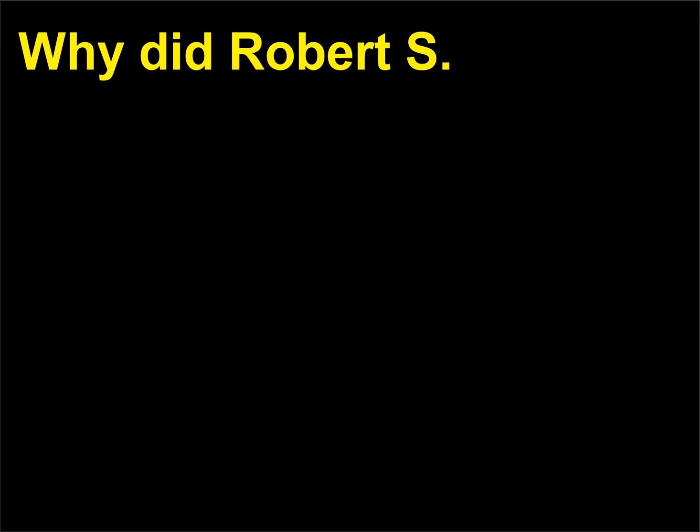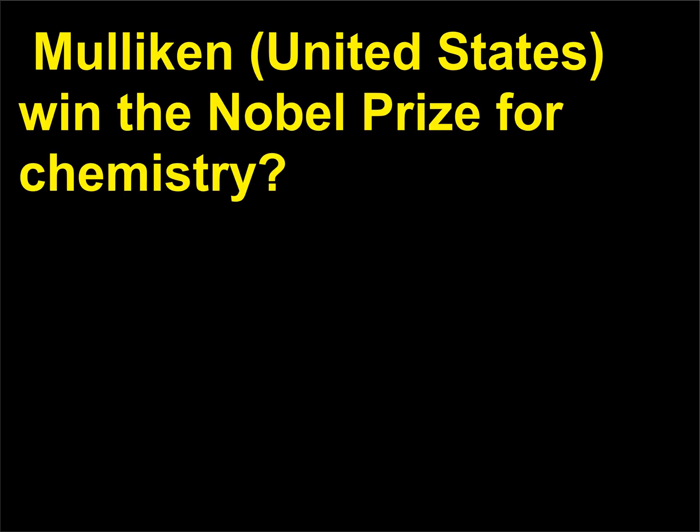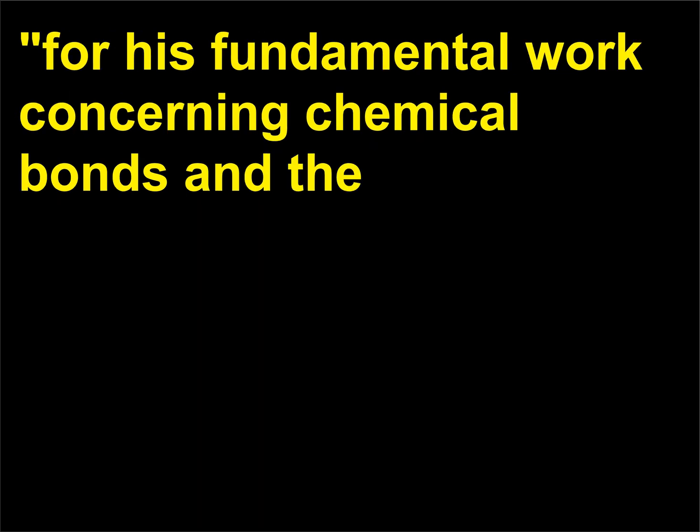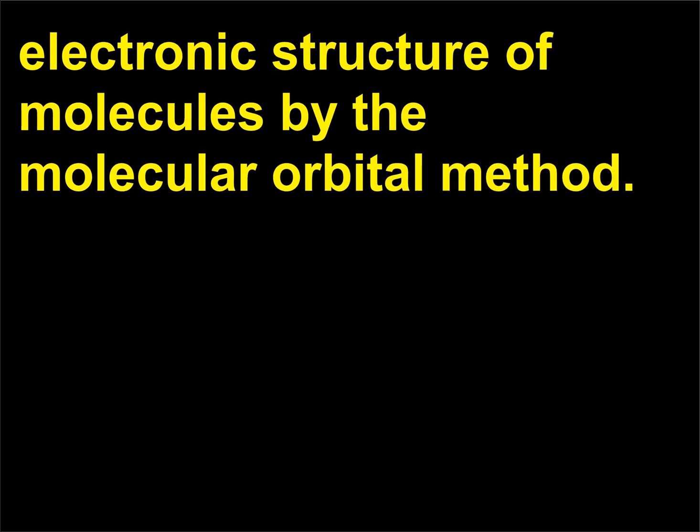Why did Robert S. Mulliken, United States, win the Nobel Prize for Chemistry? For his fundamental work concerning chemical bonds and the electronic structure of molecules by the molecular orbital method.